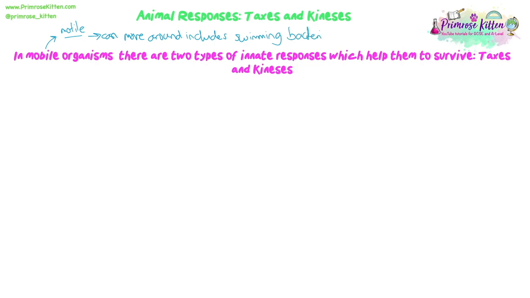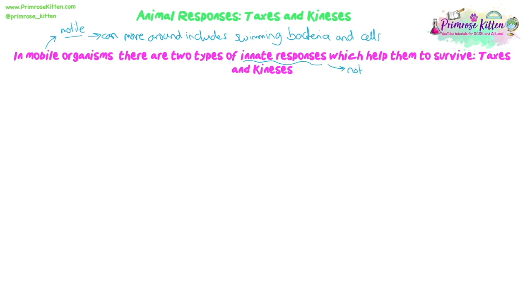We're talking about things like swimming bacteria, and even individual cells. So obviously there are some cells in your body that can move around. White blood cells, for example, are another example that display taxis of some kind, because they can move in response to a stimulus. So let's have a look at the two different types of responses.